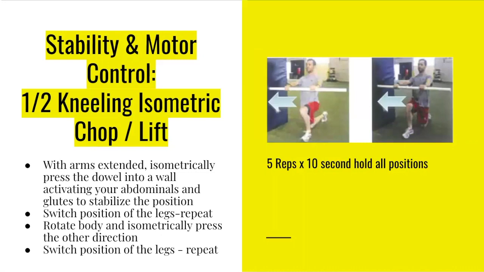Next, half kneeling isometric chop lift. With arms extended isometrically, press the dowel into the wall, activating your abdominals and glutes to stabilize the position. Switch position of the legs and repeat. Rotate the body isometrically, press in the other direction. Switch position of the legs and repeat. Do this for 5 reps and a 10-second hold for all positions.